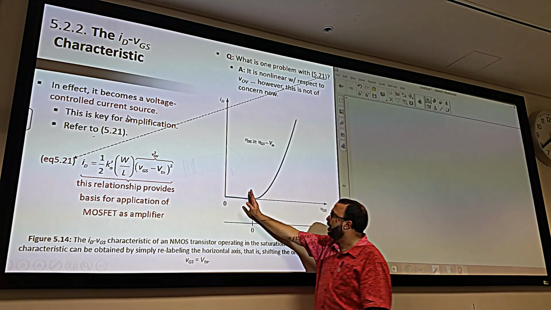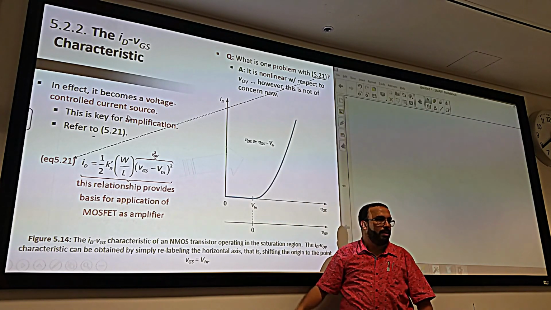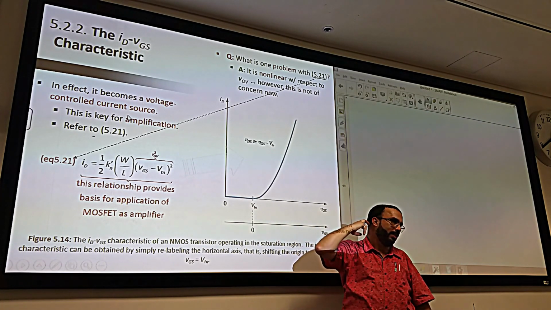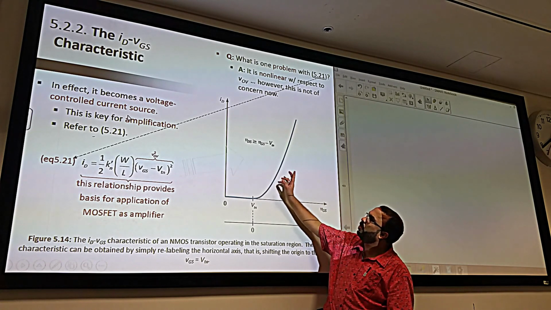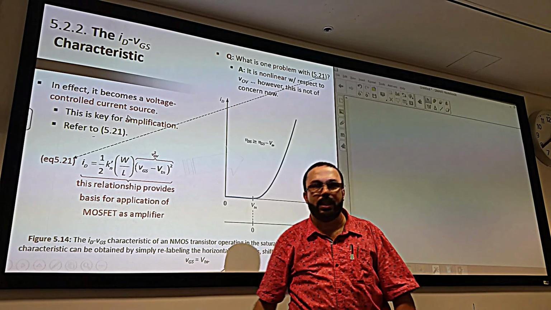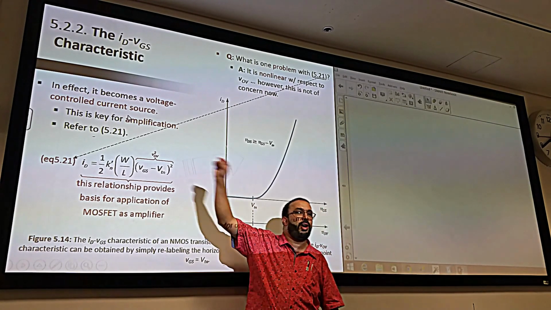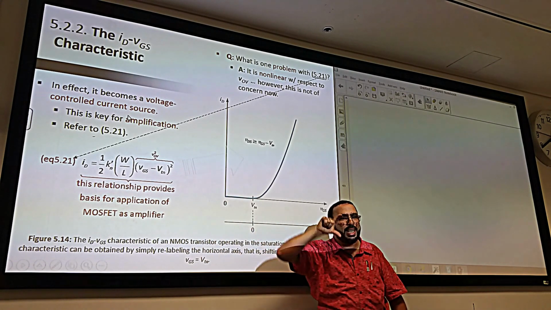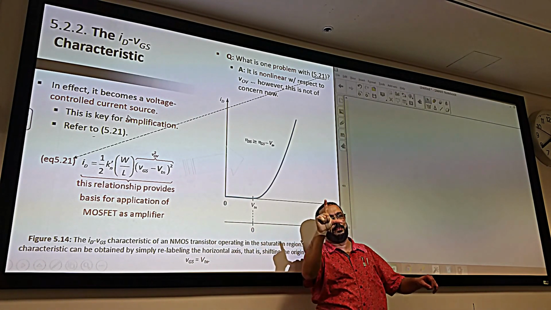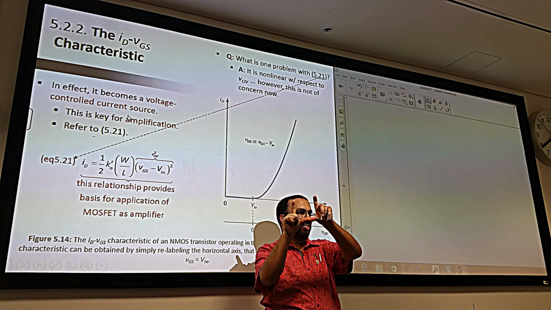So if we are above VT for VGS, we are in an amplification mode here. If VGS changes a little bit, the current will go very high. Yes or no? The input voltage here is VGS, and the output is on the other terminal. VGS is between the gate and the source. Yes or no? That's the input. But the output is here, between the drain and the source.